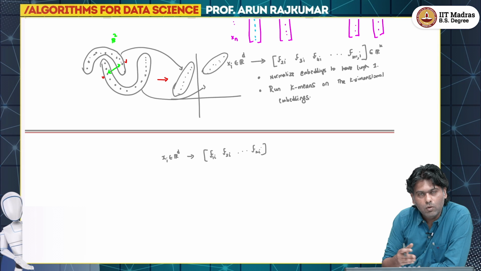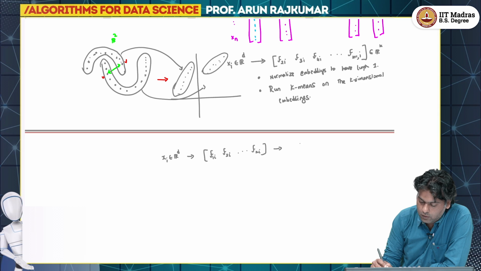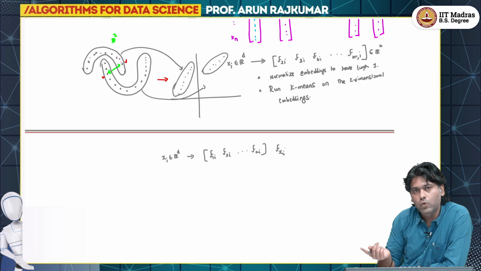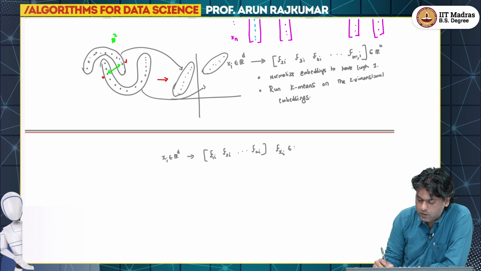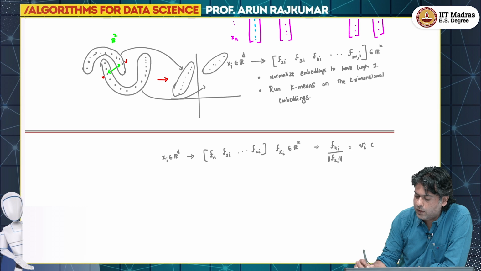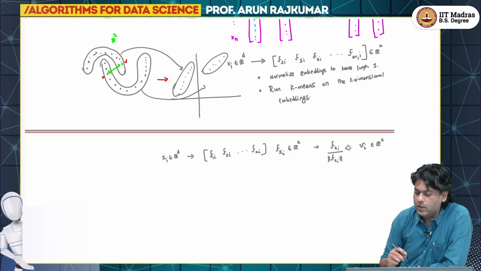Well, you can ignore the 1 and use k plus 1, that's a matter of choice. Now you do the following. Let's call this vector f(x_i), to indicate that this is the k-dimensional vector. This is in R^k, and then you take f(x_i) divided by the norm of f(x_i). Let us call this v_i, which is in R^k. I am setting v_i to be this.